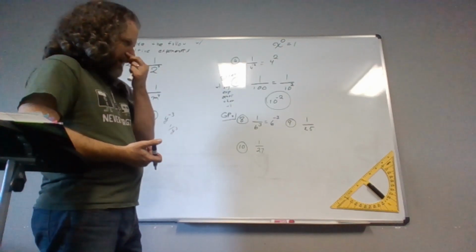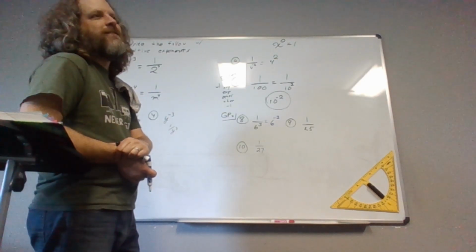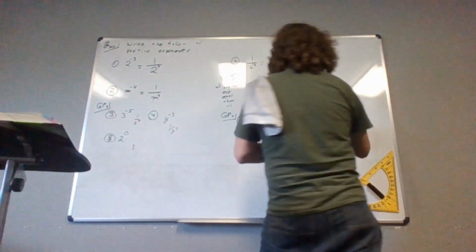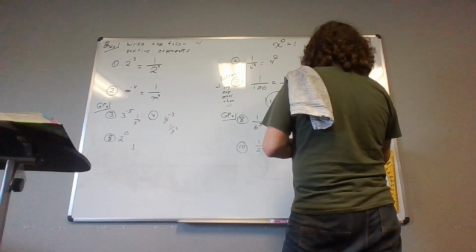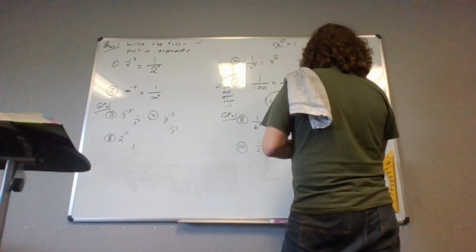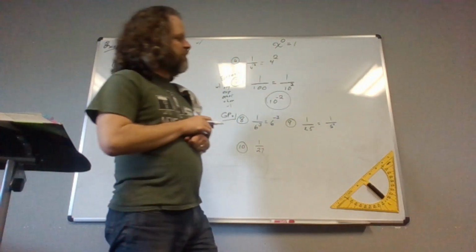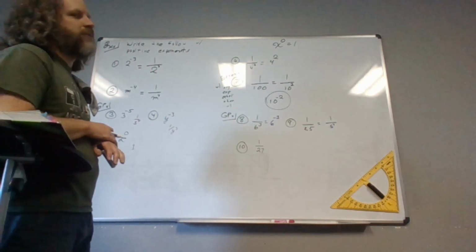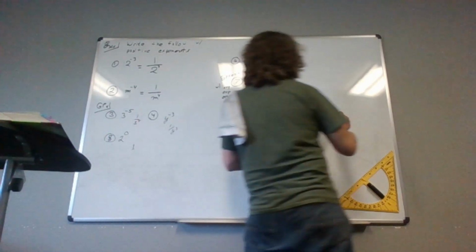What about number 9? Can we turn 25 into something with an exponent? Yeah. 5 squared is 25, right? So 1 over 5 squared. So now if we want to have a negative exponent, what's going to happen? It's going to flip. It's going to become negative.